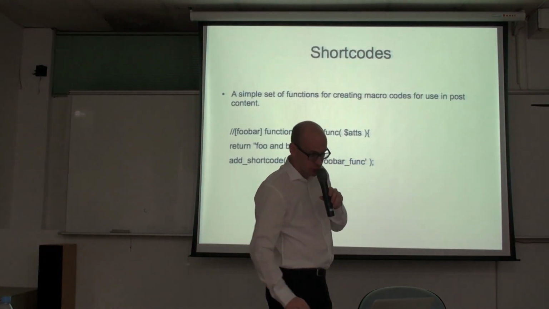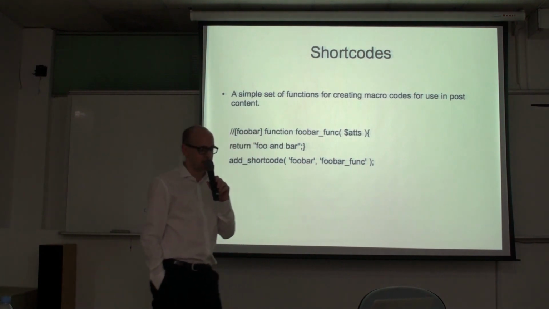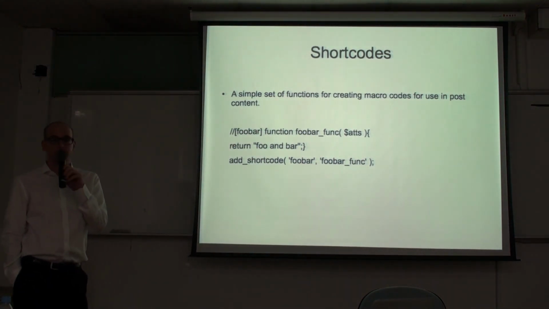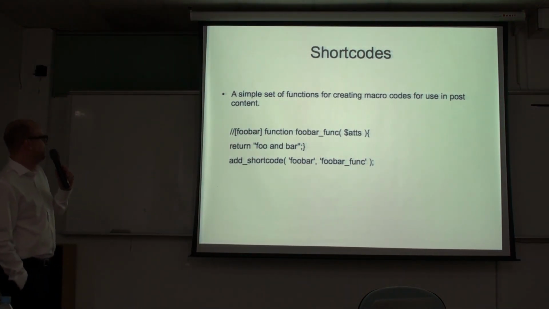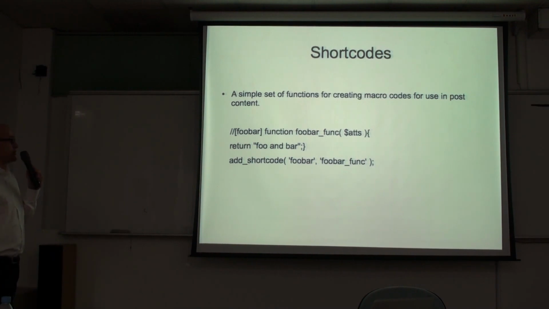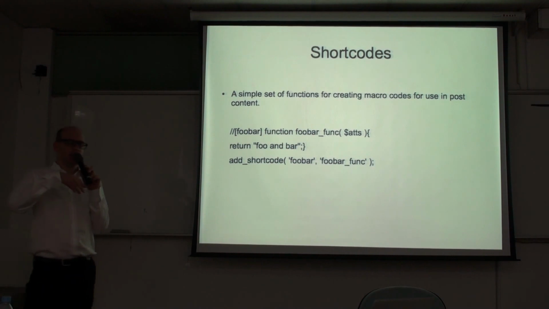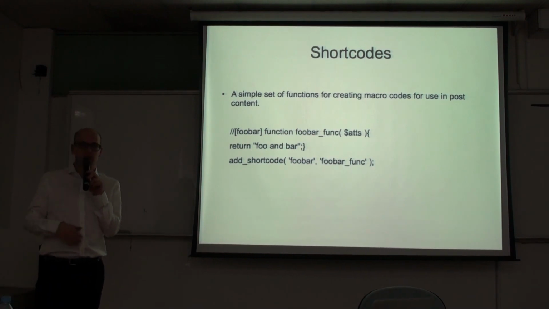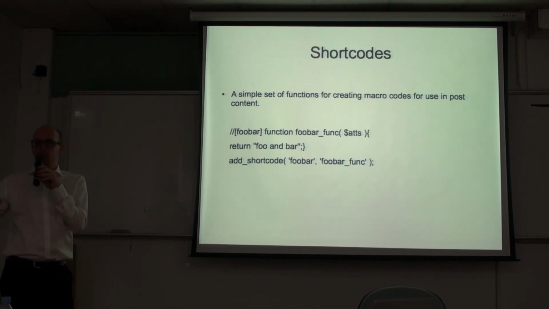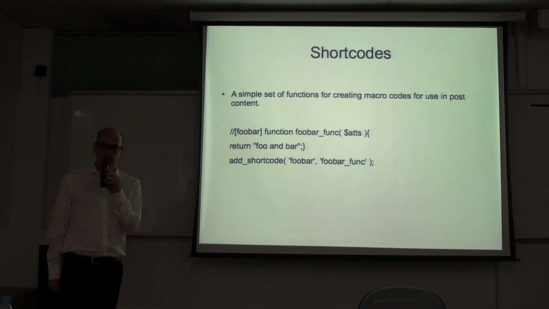Okay, so I'm going towards the end here. Just wanted to be real short about shortcodes. A shortcode is a simple set of functions for creating macro codes for use in post content. Basically, what does it mean? I wrote a certain function, and it does A or it does B. It doesn't really matter. And I want to be able to insert it directly into my page without even touching the code. I just do that through the CMS.